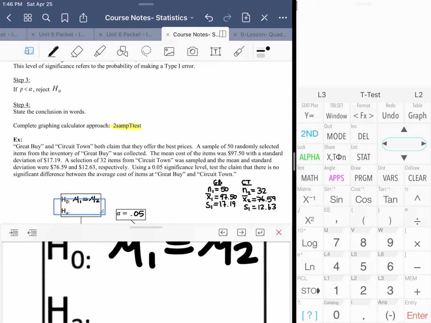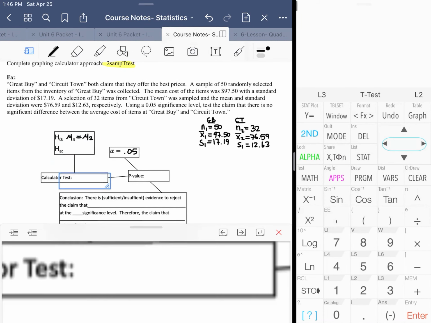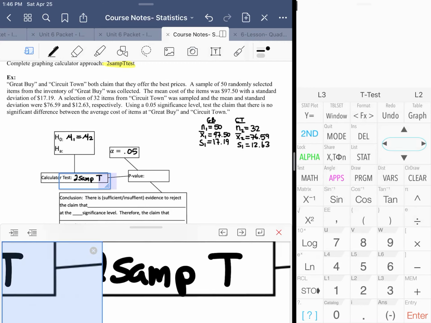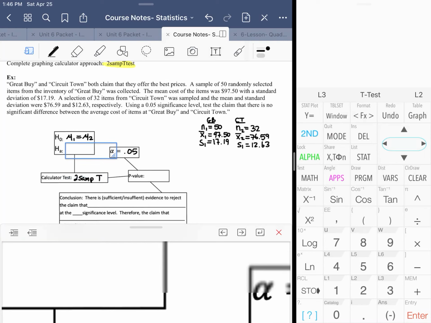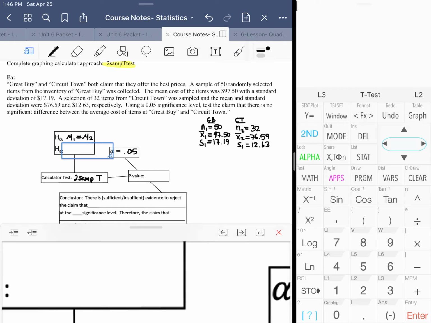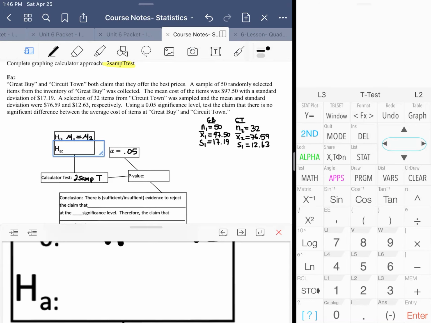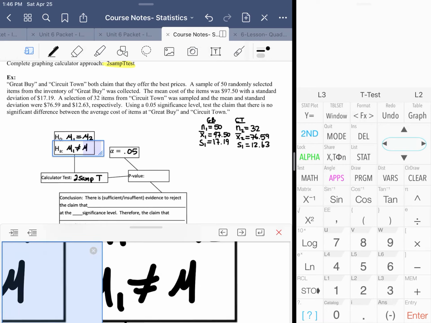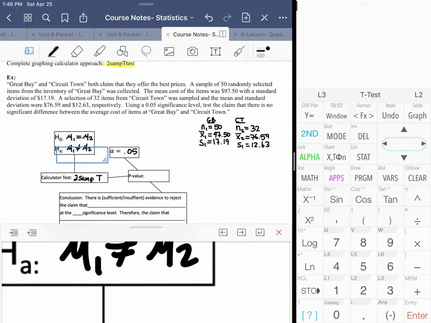No significant difference means that they're equal to one another. They don't tell us anything about the alternative, but we need an alternative to make the calculator work. Again, two sample t-test. If there is no significant difference, that's the null. What's the opposite of that? That there is some kind of significant difference. More than, less than? Well, I don't know. So it could be more or less. More or less is not equal.